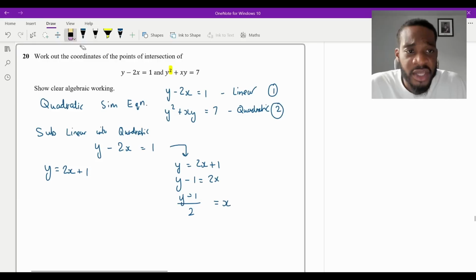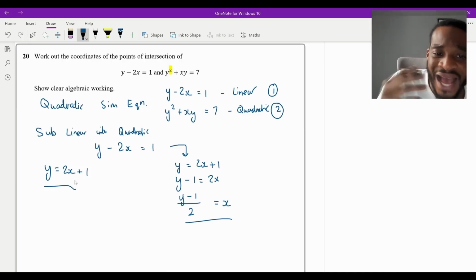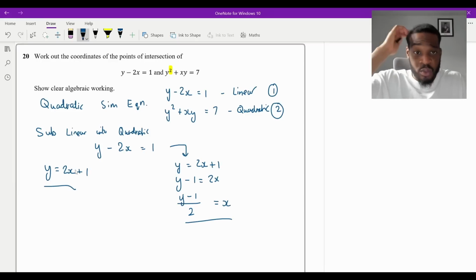You could either make y the subject like this, or make x the subject like that. You ask yourself, well, which one looks easier to work with? It's clearly the one without the fraction. So that is how you're going to decide which equation you're going to use and what you're going to choose to sub in. So I'm going to use y is equal to 2x plus 1.